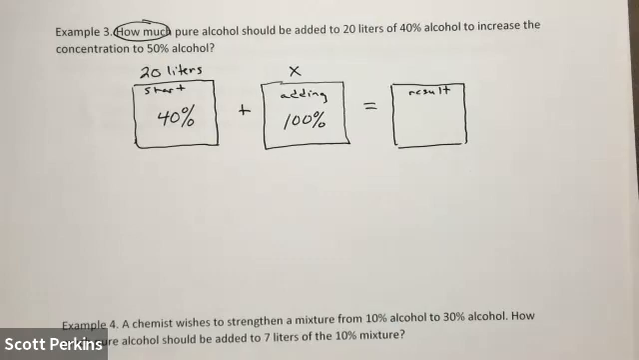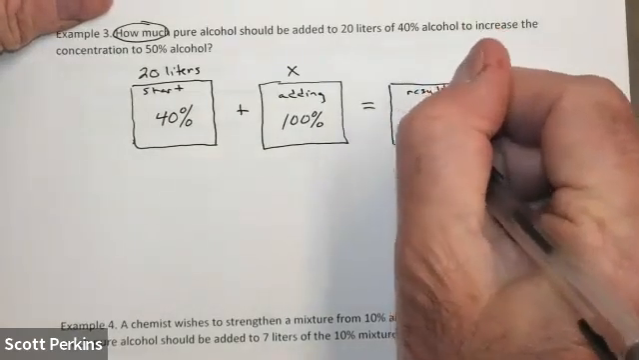I know this is difficult. You got a question, ask it. Okay, you're going to get a chance to do something very similar in just a moment. Now, my result. What do I want my result to be? I want it to be a 50% solution.